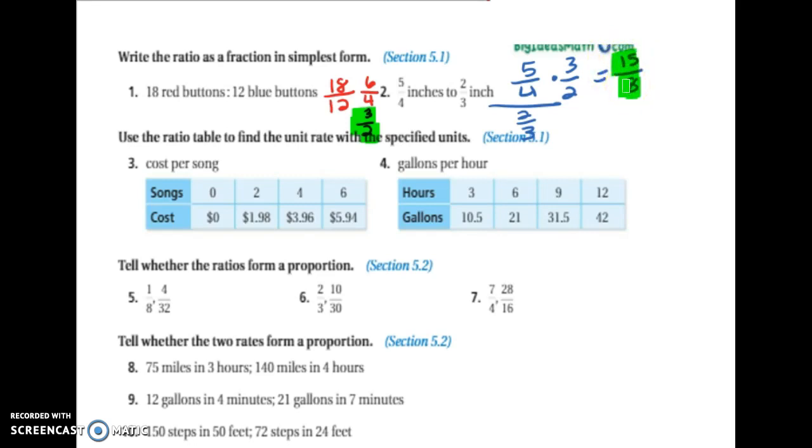All right, 3 and 4 say to use the ratio table to find a unit rate. So the easiest way to find a unit rate, remember the definition of a unit rate means that it needs to be over 1, right? So it says that we want to do it in cost per song. So we know the cost, let's say it's $1.98 for one song. Or sorry, for 2 songs actually.